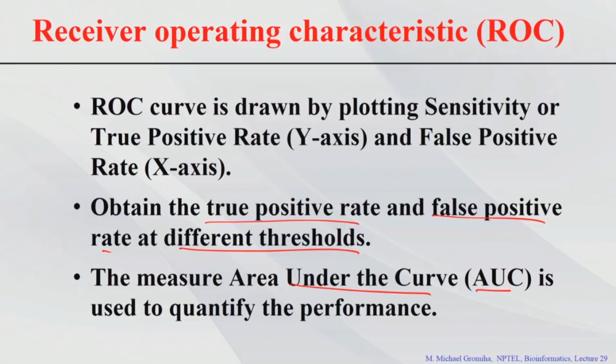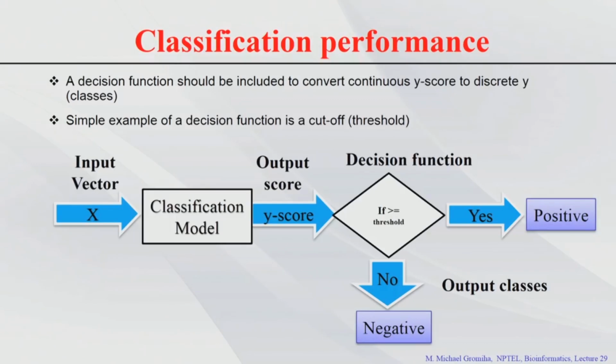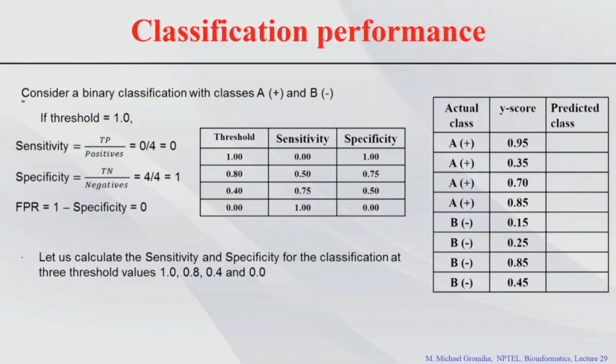I will just explain. For example, x is your input, you apply any classification model, and finally you get the output. Now you take a decision function, and if it is greater than or equal to your threshold, for example 0 or 1, then you take this as a yes, positive, and if it is no, then it is a negative case. You can see the output class based on your decision function. You can take any cutoff to decide whether this is type x or type y, 1 or 0.